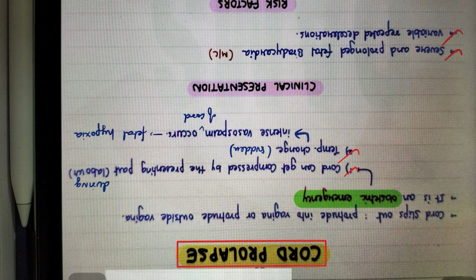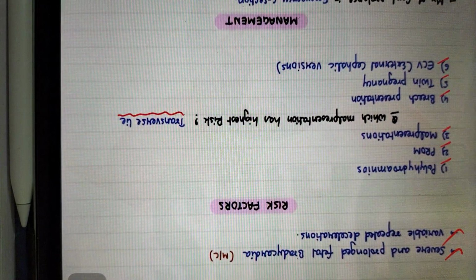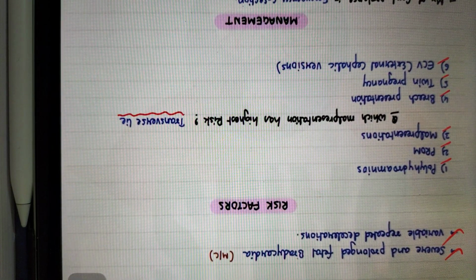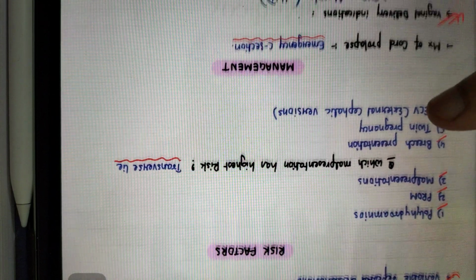Clinical presentation: severe and prolonged fetal bradycardia, most common presentation. Variable repeated deceleration. Risk factors are polyhydramnios, premature rupture of membrane, malpresentation. Highest risk is associated with transverse lie, breech presentation, twin pregnancy, external cephalic version.